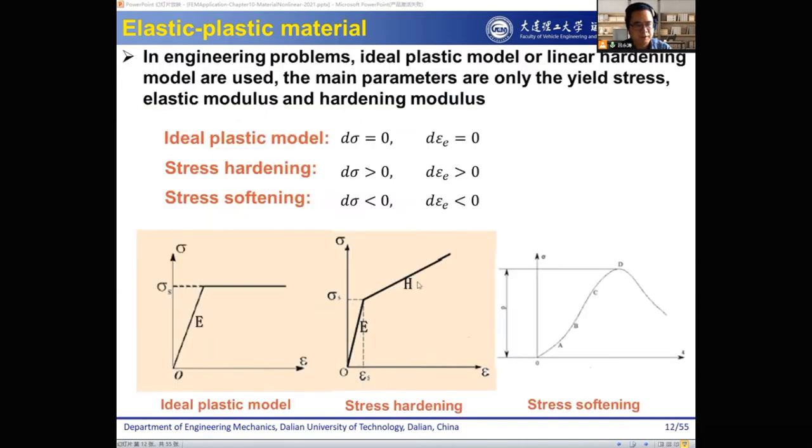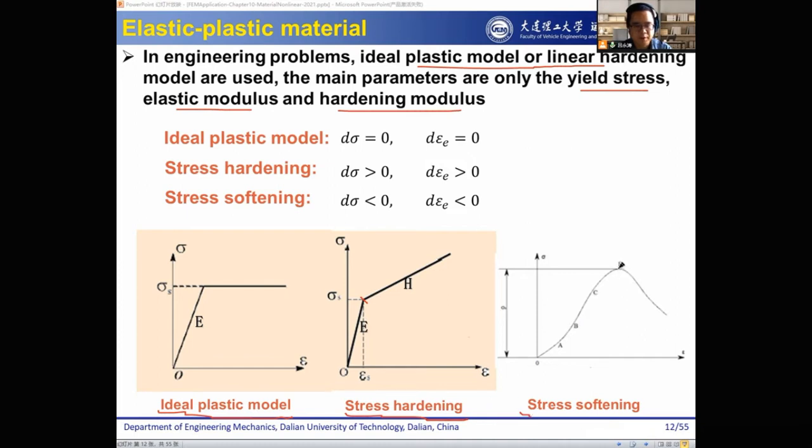So let's first go through some basic concepts to prepare you for the FE part. In engineering problems, the ideal plastic model or the linear hardening model are used, and the main parameters are only the yield stress, the elastic modulus and the hardening modulus. So this is an ideal plastic model. This is a stress hardening model, which means after the yield point, the stress is increasing. And this is a stress softening model.